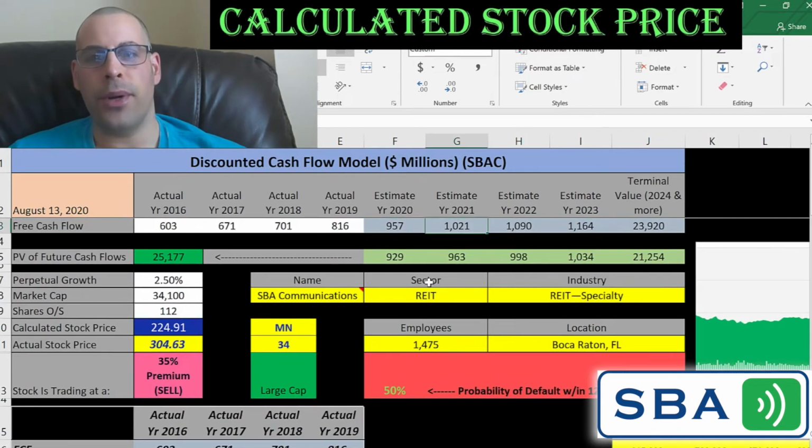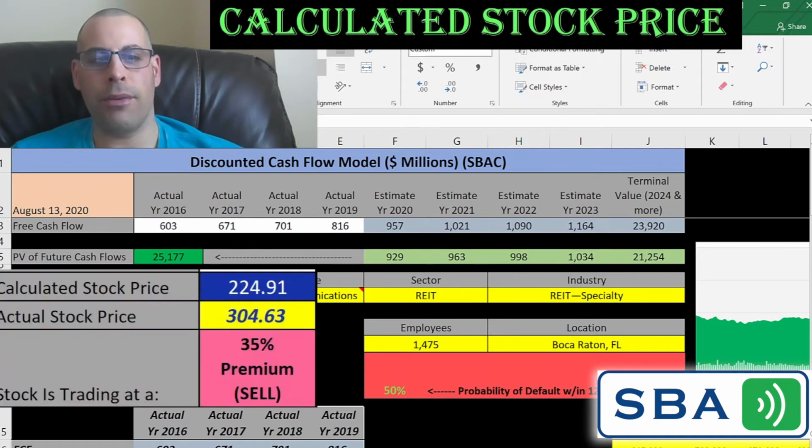So we estimated 4 years of future free cash flows. We also estimated terminal value, which is all cash flows past year 4. That's $24 billion. We discounted those numbers back to today's value using the weighted average cost of capital. We get a value of the company at $25 billion. We divide that by 112 million shares. We get an intrinsic stock price of $225.